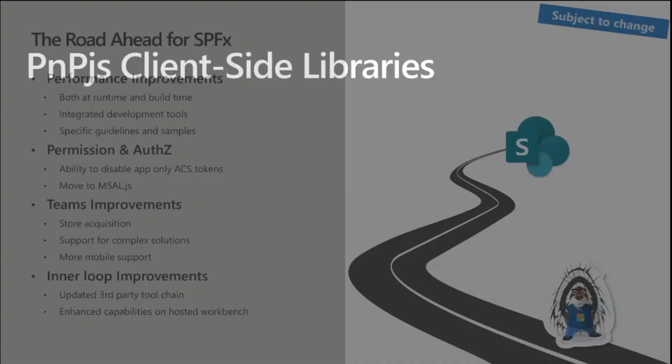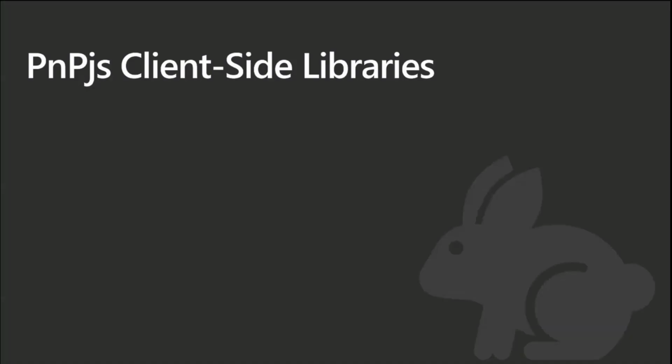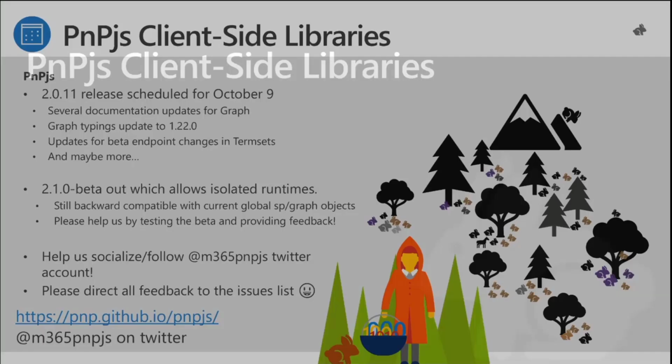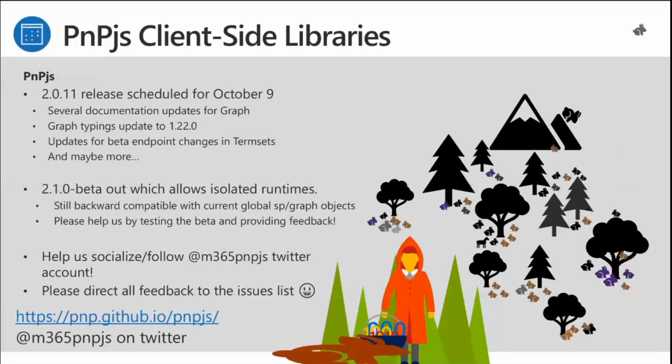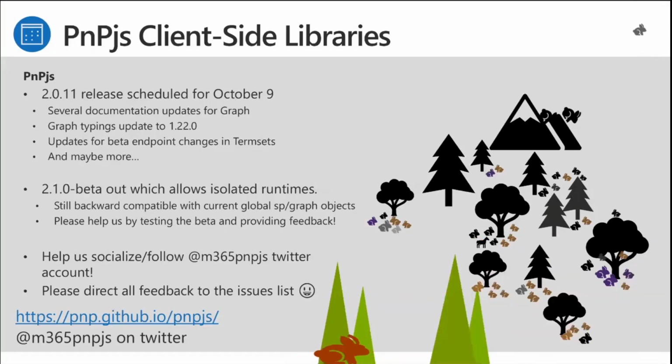Great, thanks, Vesa. There we go. So we'll get into the PnPjs client-side updates. 2.0.11 was scheduled to be released on October 9th. That is tomorrow. So we'll have some documentation updates there, graph typings updates to the latest version, as well as some beta endpoint changes for term sets. So as that endpoint continues to evolve, we continue to evolve our calling of it.